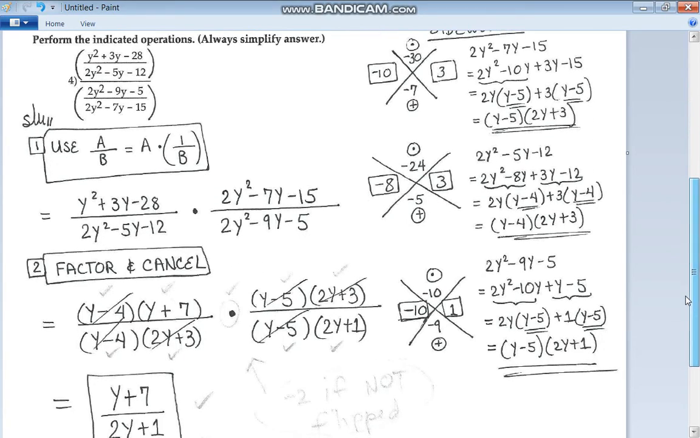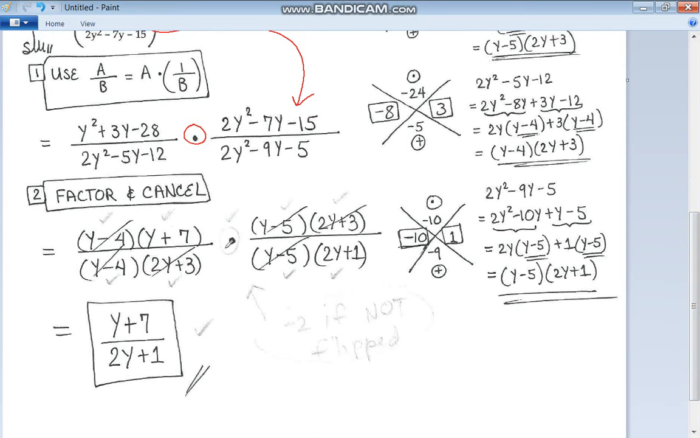Number 4, perform the indicated operations. Always simplify your answer, of course. Well, we have a big fraction on the top divided by a big fraction on the bottom. So we use the fact that that is the same as the big fraction on the top multiplied by the upside down of the bottom. So you see I turned the second fraction upside down.